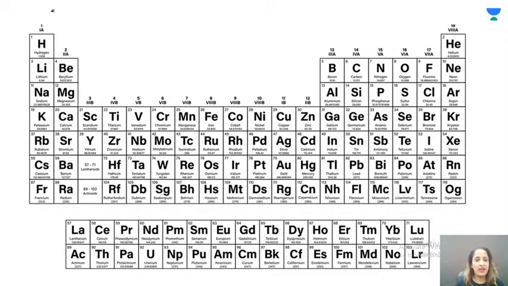So here we have our beautiful looking periodic table. So if we will talk intensely.